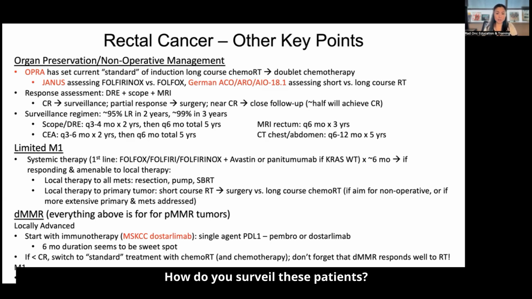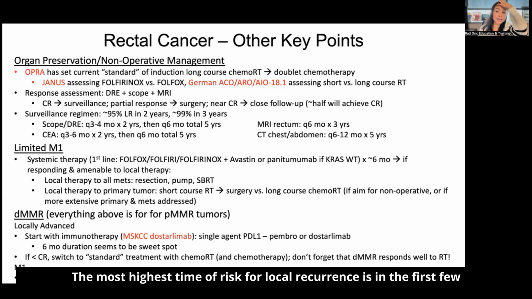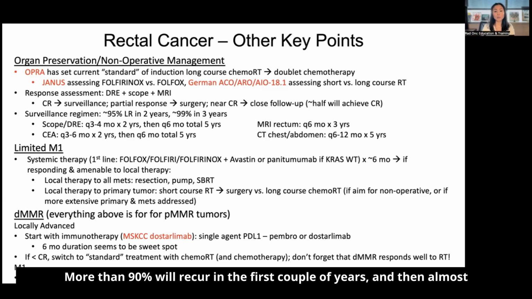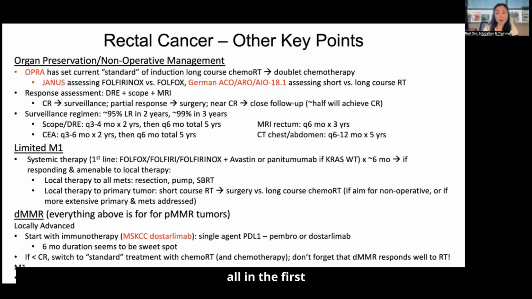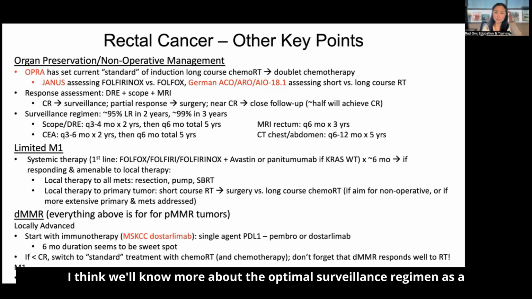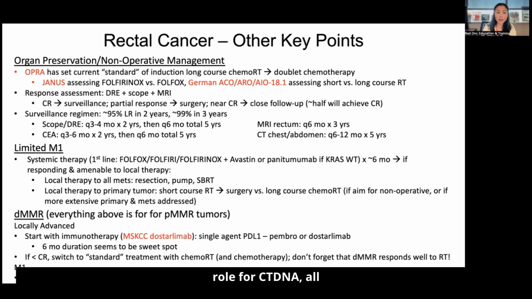How do you surveil these patients? The highest time of risk for local recurrence is in the first few years. More than 90% will recur in the first couple years, and then almost all in the first 3 years. So this is how we follow them. And this is sort of work in progress. I think we'll know more about the optimal surveillance regimen as well as the role for ctDNA, all those things coming up.